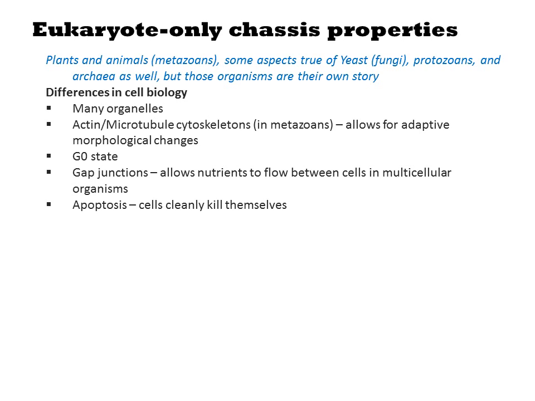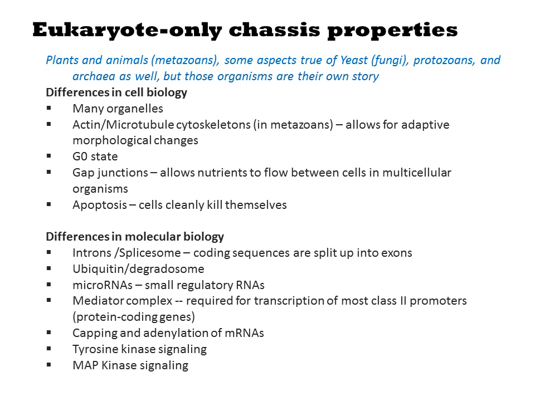Eukaryotes have organelles which compartmentalize specialized processes. They have cytoskeletons made of actin and microtubules that allow them to change their shape. They have a G0 state that allows them to remain physiologically active while not replicating. They have gap junctions that allow them to share nutrients between cells, and finally they have programmed cell death called apoptosis that allows them to remove cells from the multicellular system. There are also differences at the molecular level.